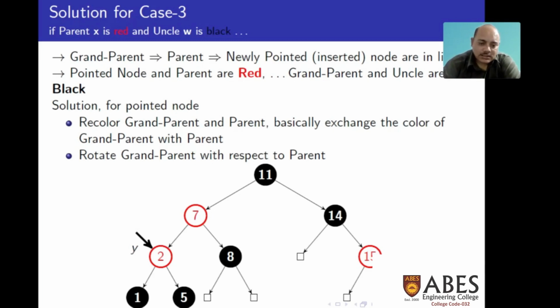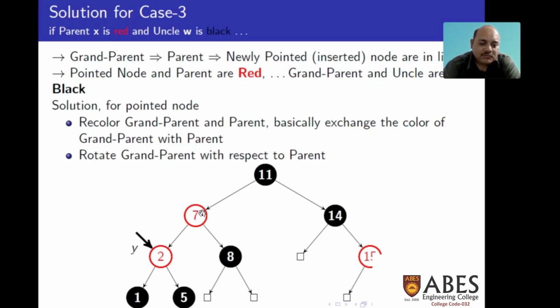So in case 3, what we will do, first of all, we will recolor parent and grandparent. Recolor, or we can say we will exchange the color of grandparent and parent. That means presently 7 is the parent and it is of red color, 11 is the grandparent, it is of black color. We will swap their color. That means the color of 7 will become black and the color of 11 will become red. This is the very first step.